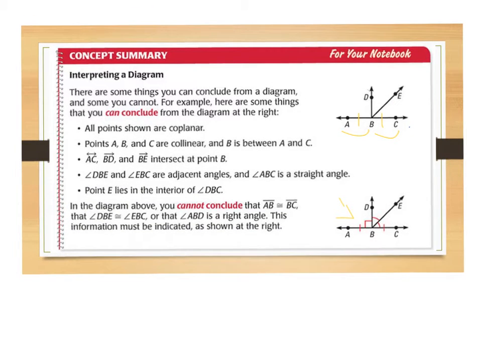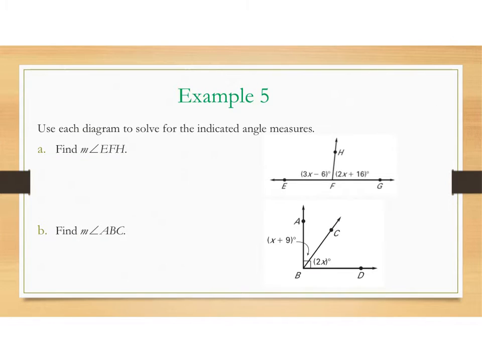We also cannot conclude that this angle is congruent to this one. They look like they're the same size, but because there are no congruency marks, we can't conclude it. And the last thing, we cannot conclude that this is a right angle because it doesn't have the box. It must have congruency marks or a right angle indicator in order for you to know anything about the shape or the angle or the segments. Everybody understand what they were saying here? All right, let's look at the last slide.